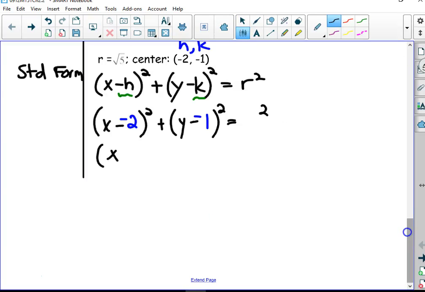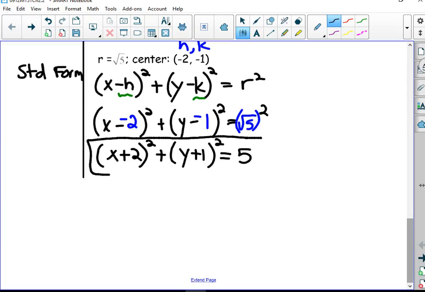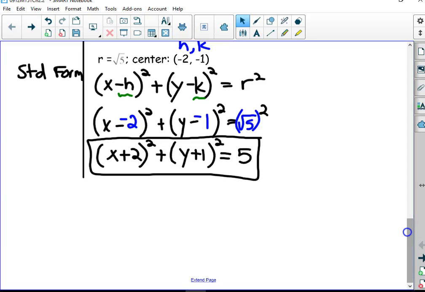And let's do our simplifying. Oh, I forgot to put in our radius, which is square root of 5. Square root of 5 squared is just 5. And that's the form that we type it in. We don't have to change anything. We don't have to square those darn things. We are done.